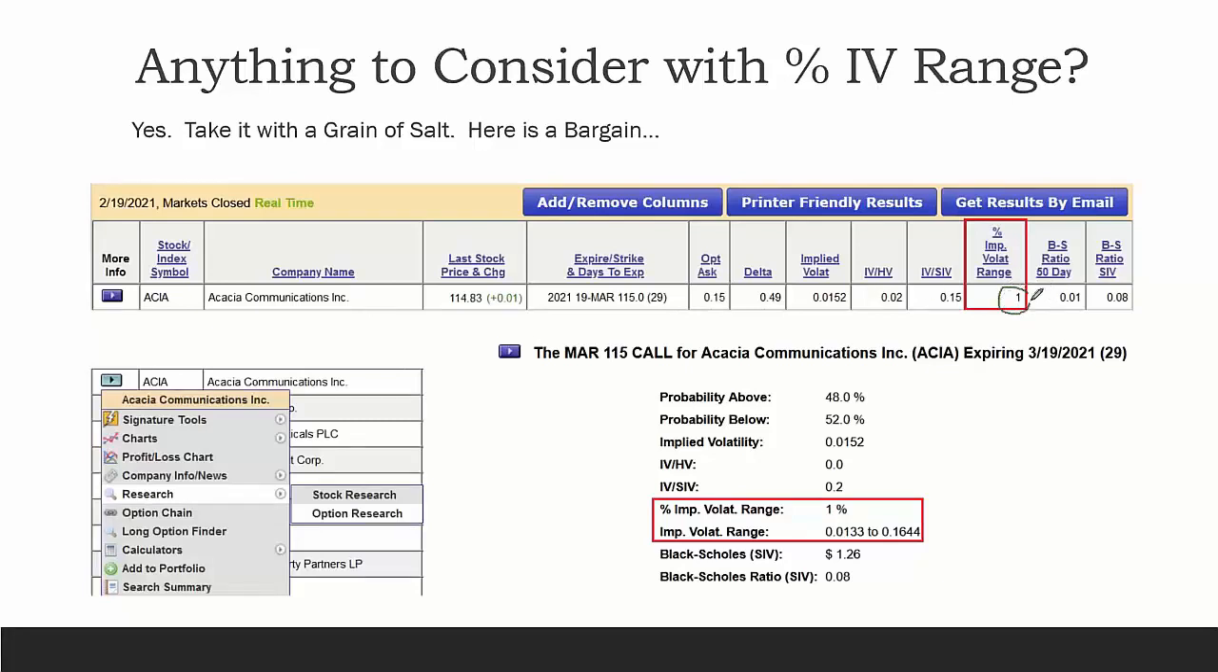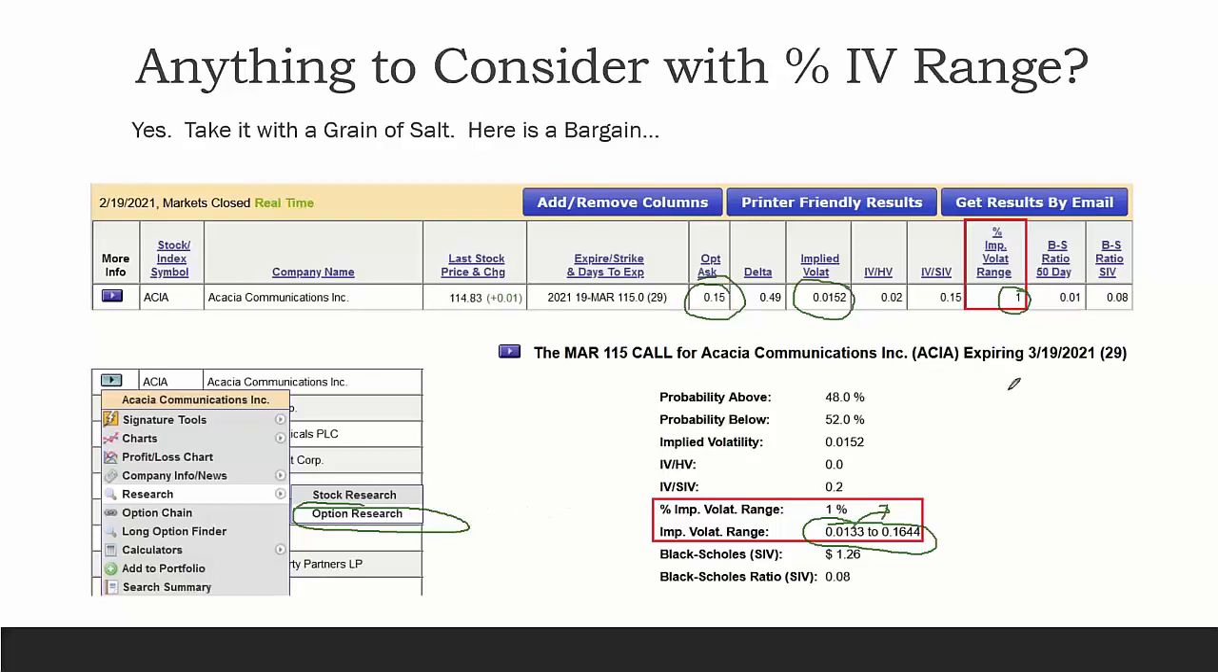Here our percent IV range is at 1 for this ACIA position. Going to the stock research tool and the option research tool, we see the details here that the total range of implied volatility over the life of this option is 0.0133 to 0.1644. It's about a factor of 10, isn't it? The current IV is only 0.0152. If this starts to go back to 0.05, 0.06, that's probably going to up the volatility and up the premium for this particular option as well. That's going to be a pretty good sign.